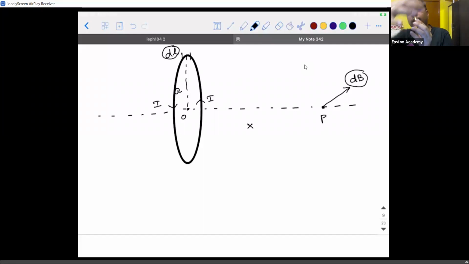dl is like this, okay? Current is in this direction. If I curl my fingers, look at my fingers, how are they going at point P? They are going in the upward direction. So that is one way to observe. I'll make it simple, okay?